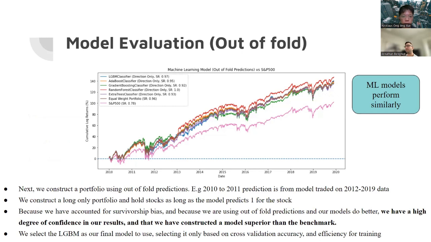So now we go on to look at the model performance in terms of returns. You can see here we constructed a portfolio using out-of-fold predictions. For example, the 2010 to 2011 prediction is using the model trained on 2012 to 2019 data, and we construct a long-only portfolio that holds stocks as long as the model predicts one for the stock. Because we have accounted for survivorship bias and we are using out-of-fold predictions, we have very high confidence in our results that are better than the S&P 500. The S&P 500, as you can see here, is 0.78 Sharpe ratio, and it's the line that is the lowest out of all the models shown here. We select light gradient boosting as our final model to use, seeing that it's rather similar to random forest, but it's much faster and its accuracy is a little bit higher.